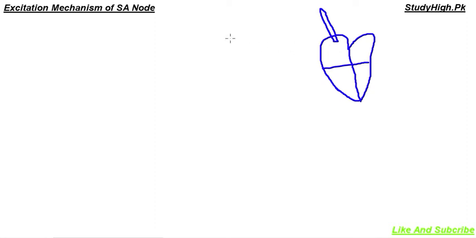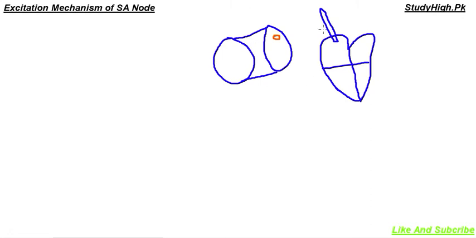First of all, I would like to inform you of the location of the SA node. How can you know where the SA node is present? If this is your heart or any person's heart, this is an opening of the superior vena cava. It opens in the posterior wall. If this is the anterior wall, just behind it is the posterior wall of the atrium. The opening of the superior vena cava is here.